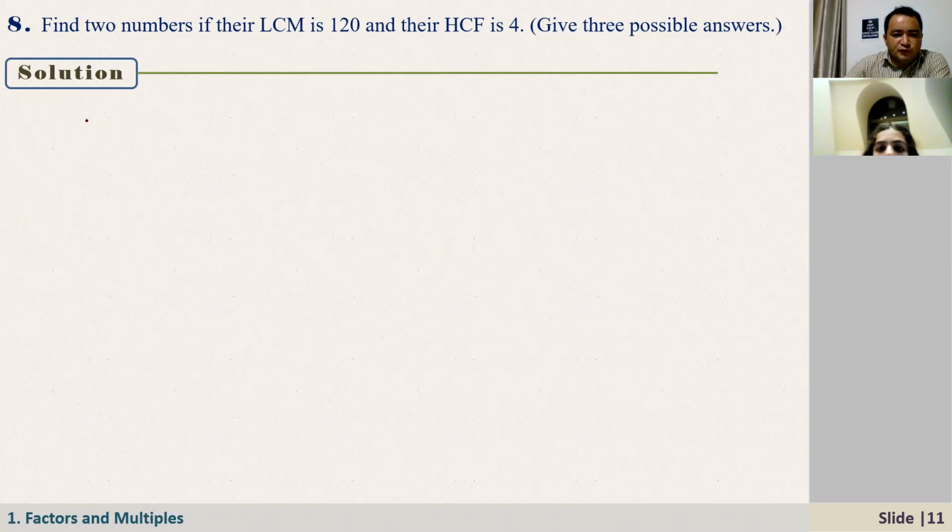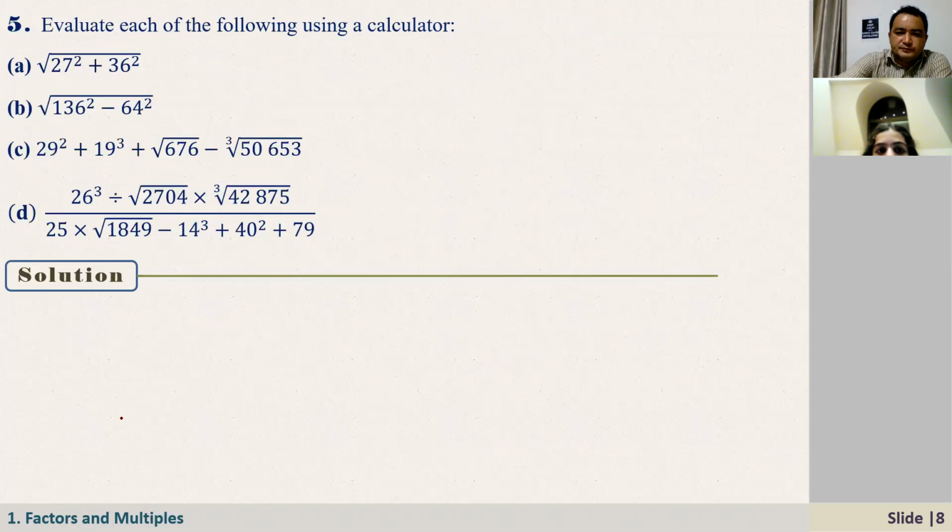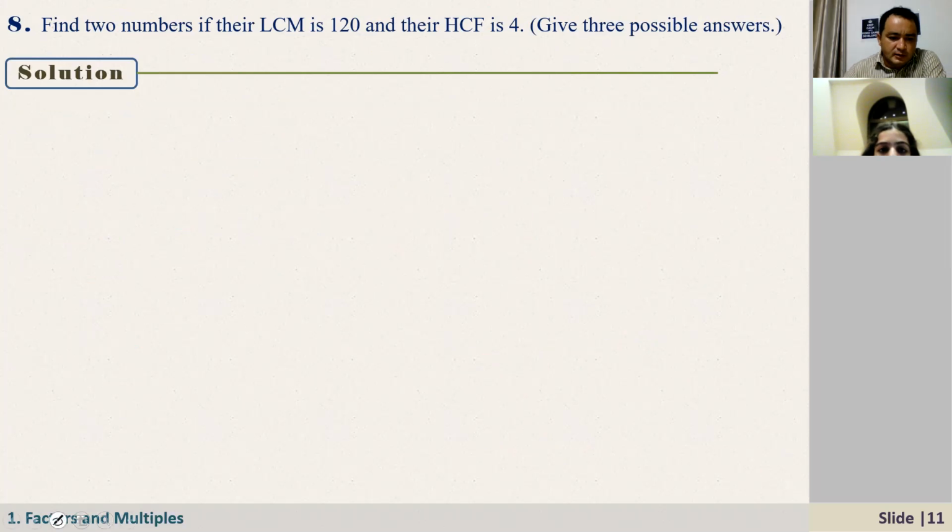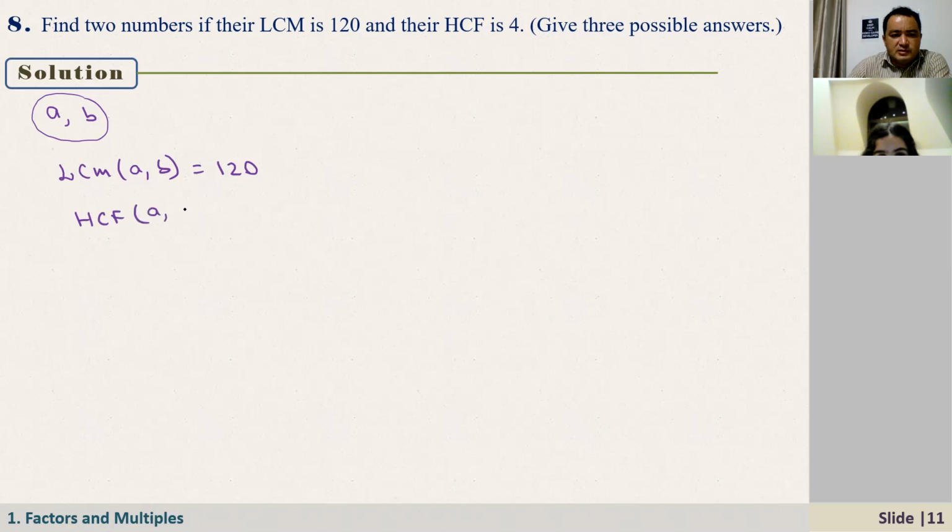So that means that we are looking for two numbers. Let me change my marker color. So we are looking for two numbers. What are those numbers? Let's say it is A and B. And I don't know these numbers. We are looking for these numbers. And here, what is given here? LCM of these numbers, A and B, that's equal to 120. And highest common factor of these numbers, right, that's equal to 4. And it says give 3 possible answers.